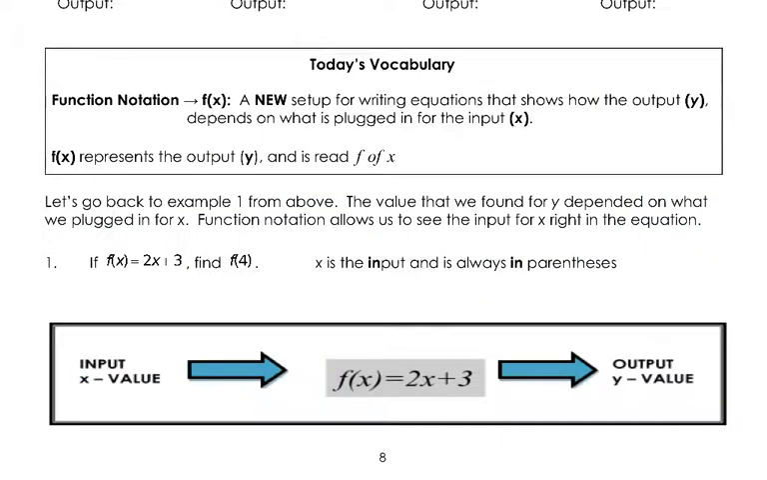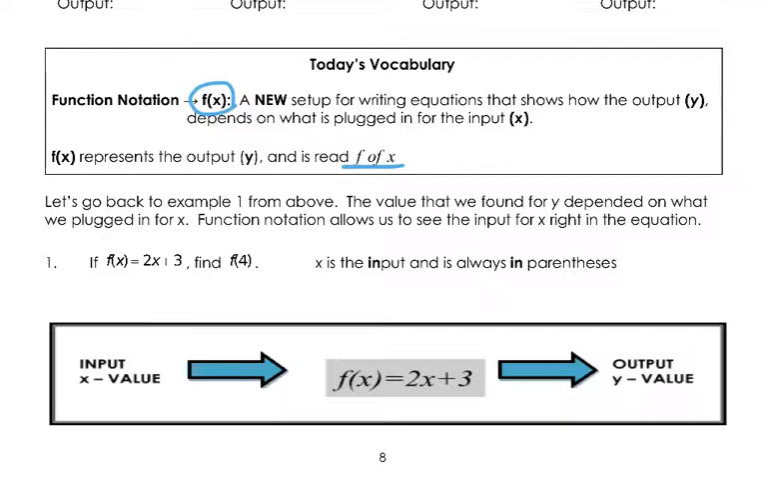Okay. So now that we got to look at some input outputs with domain and range, you want to use this new vocabulary word that we have. It's called function notation. So function notation is actually just that right there, which is f of x. It's a different way of saying y. So it's the new setup for writing equations that shows how the output y depends on what is plugged in, or another word for plugged in would be substituted in, for the input. F of x represents the output y, and it's read as f of x.